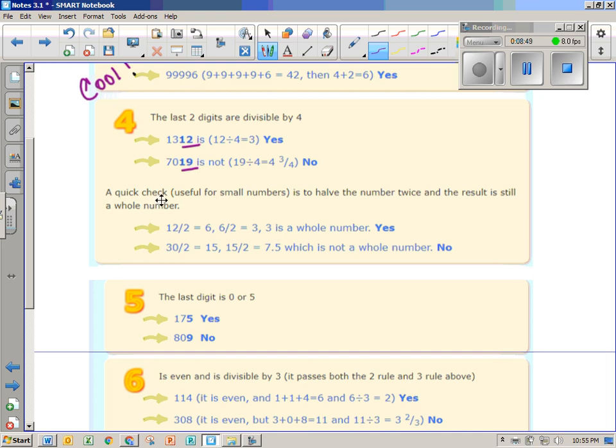I like this little quick check that this resource gave me as well. I'm going to star that. If a number is divisible by 4, then if you take half of it twice and the result is still whole, then it's divisible by 4. So half of 12, 6, half of 6, 3, still a whole number, so yes. Take half of 30, you get 15. Take half of that again, well, 15 is not even, so you're not going to be able to take half of it again and get a whole number, so it's no. So that's just like a little alternative when you have a smaller number, whereas you don't have anything to just look at the last 2 digits.